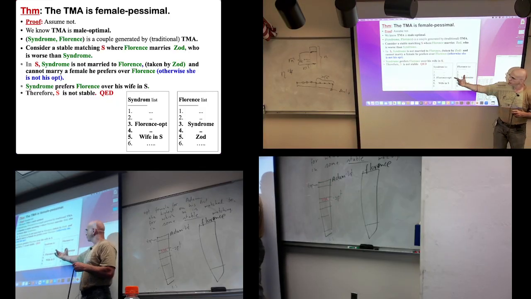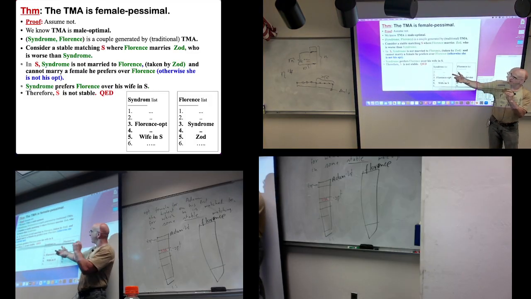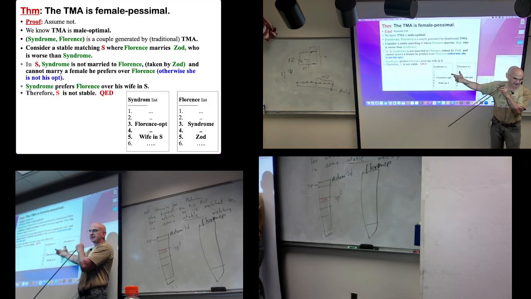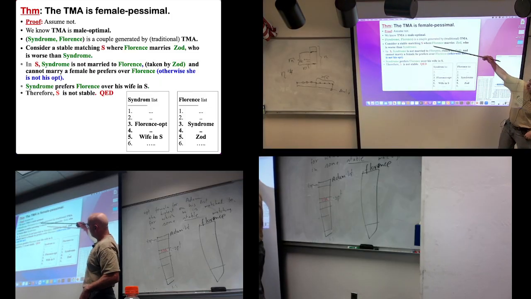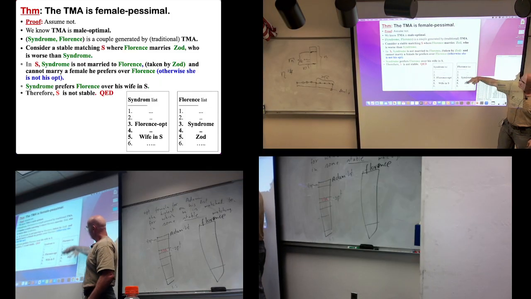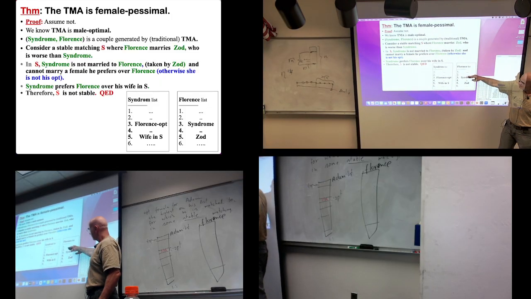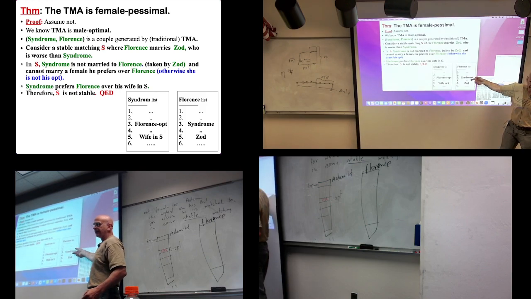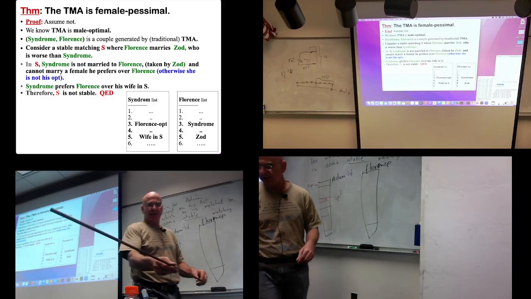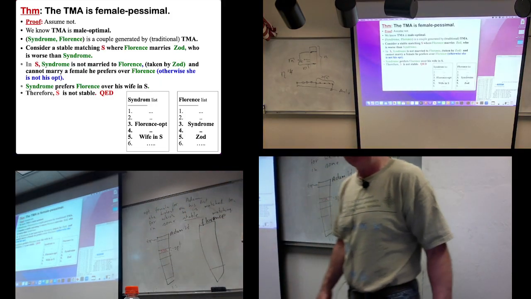So the conclusion is that such a matching S, such a parallel universe, cannot exist. The assumption that it exists was because we assumed that Florence will get somebody worse than Syndrome in some other matching. So in the TMA, she will get her absolute worst that she can get in a stable world.